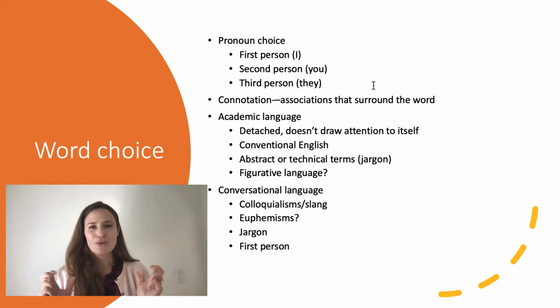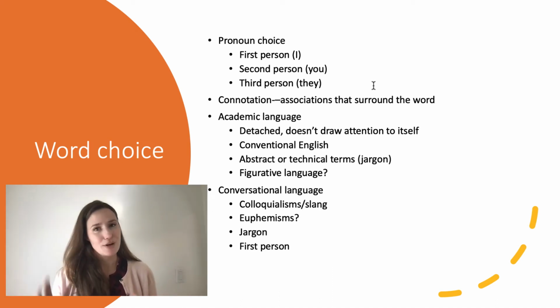Every field uses some sort of jargon. If you work in a restaurant and someone says a four top, if you worked in a restaurant before, you know what that means. If you haven't, you have no idea what that means. And then conversational pieces tend to use first person, but not necessarily, not always.